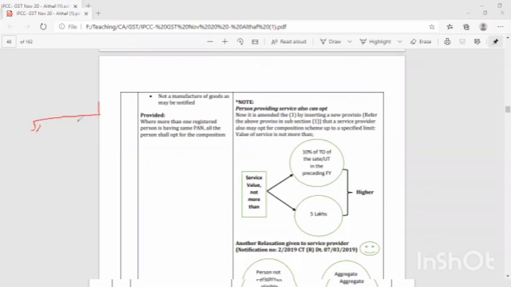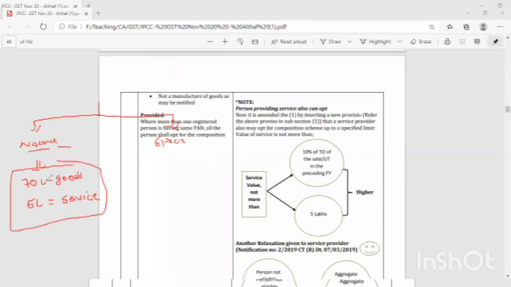In two ways they have extended this benefit. One, for easy sake, I am just calling it normal. Another one is special. What the normal says is that suppose a person has, for example, 70 lakh goods supply in the last year, and suppose he has 5 lakhs of supply of services. Earlier, if he was supplying services, he was not eligible for composition. But now they're saying that merely supplying services does not make him ineligible. That means he is still eligible for composition.